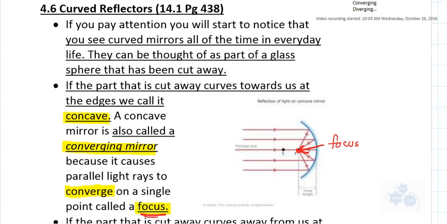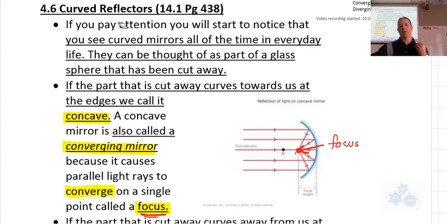All right, so here we are, Physical Science 20. We're looking at Chapter 14. We are beginning our study on curved reflectors. So we've talked about plane mirrors, we've talked about reflections in plane mirrors, and now we're going to talk about reflections and what the characteristics are in curved mirrors.